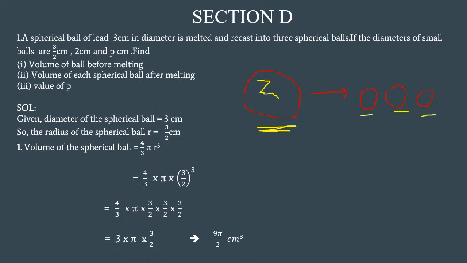So the radius will be diameter by 2, which is 3 by 2 centimeters. Now the volume of a sphere is 4 by 3 pi r cube. So 4 by 3 into pi into r cube, where r is 3 by 2 whole cube. So 4 by 3 into pi into 3 by 2 into 3 by 2 into 3 by 2. Now 2 ones are 2, 2 twos are 4, and this 3 and this 3 will get cancelled. So 3 into pi into 3 by 2, and you'll get 9 pi by 2 centimeter cube.